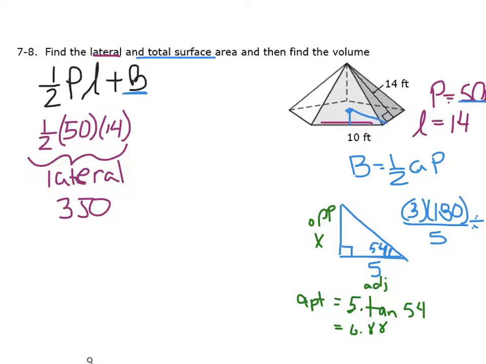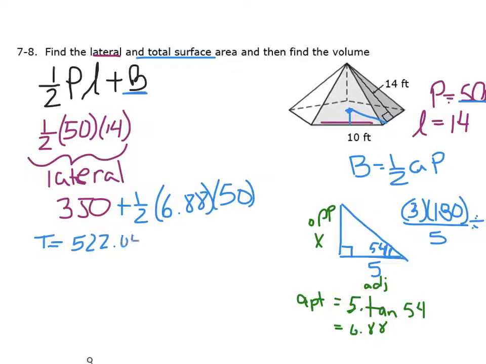So the area of our base is going to be half our apothem times the perimeter, which we said earlier is 50. So we have our lateral, and then our total is going to be equal to, so we calculate all that, and you should get about 522.048. This would be feet squared.